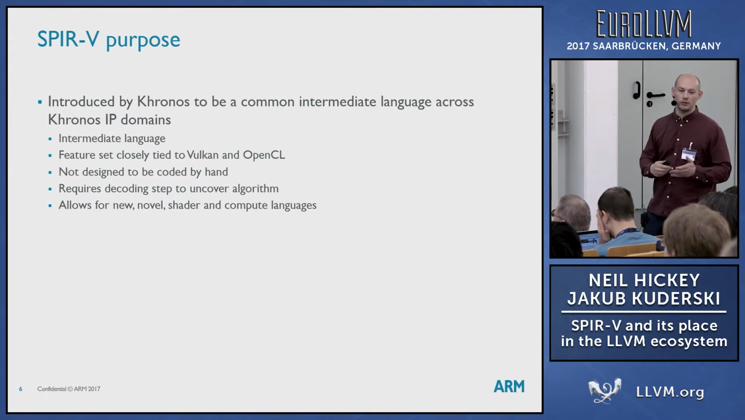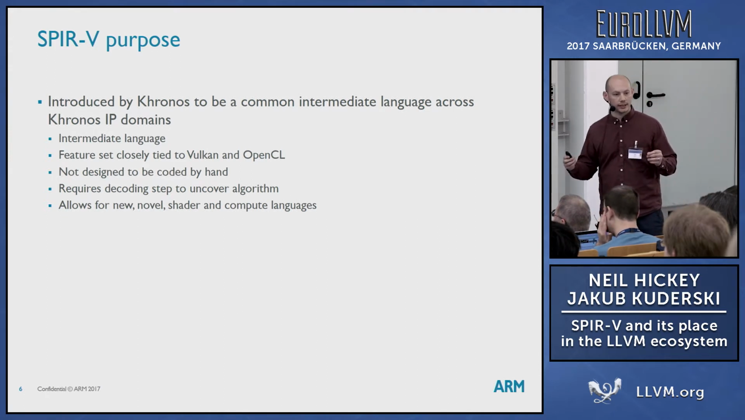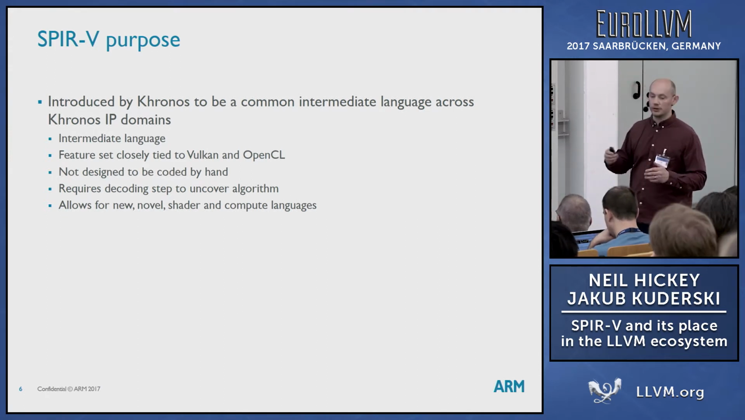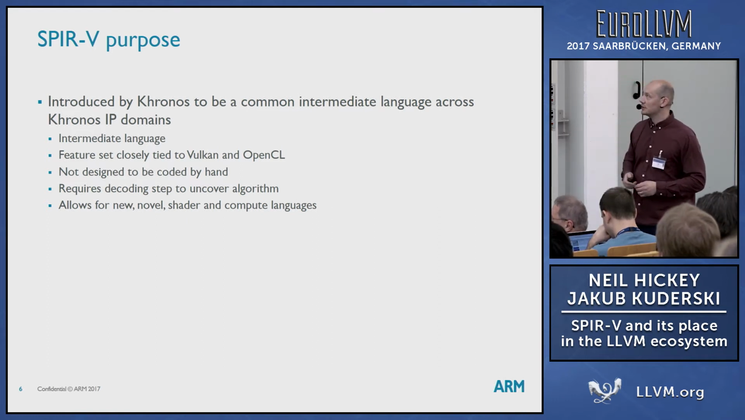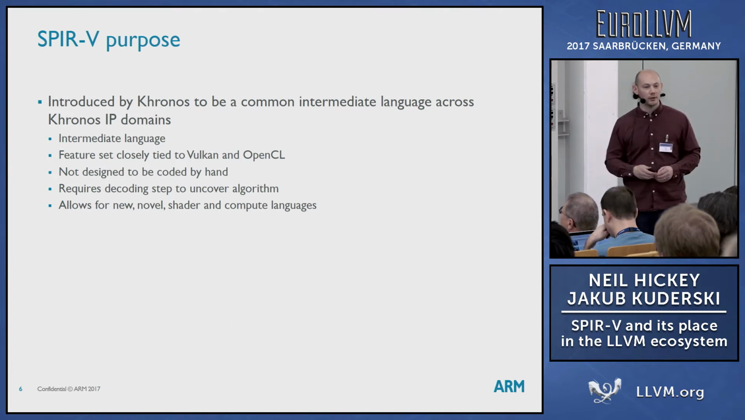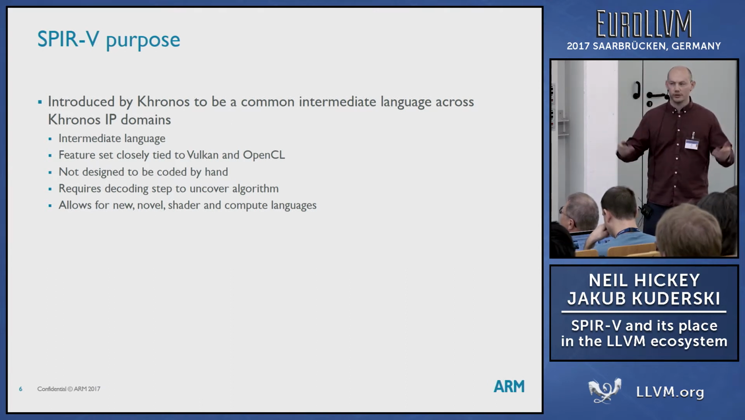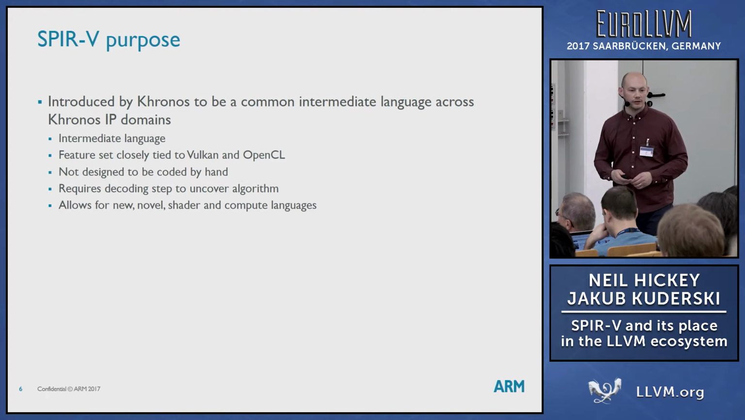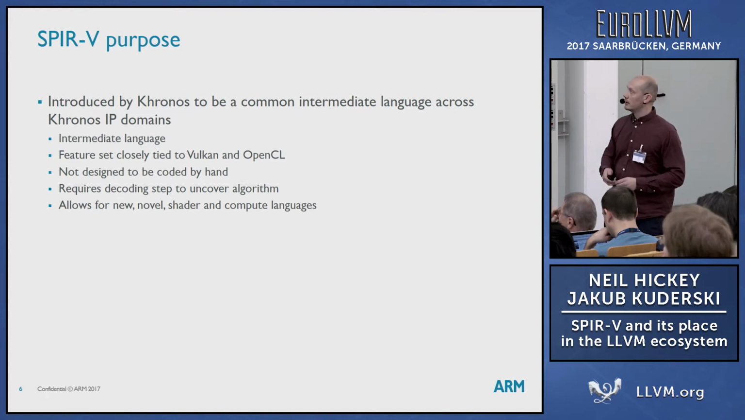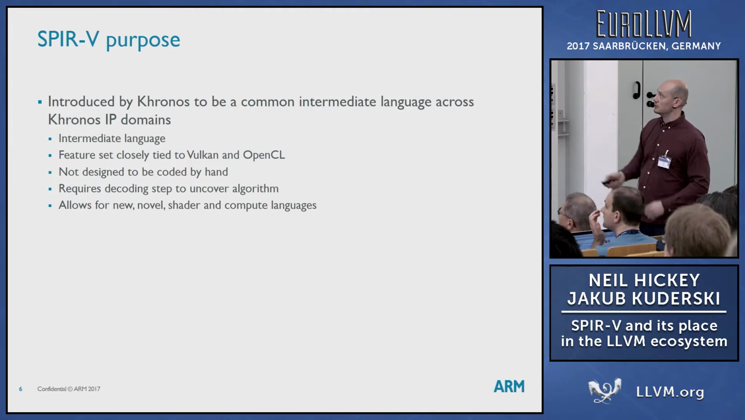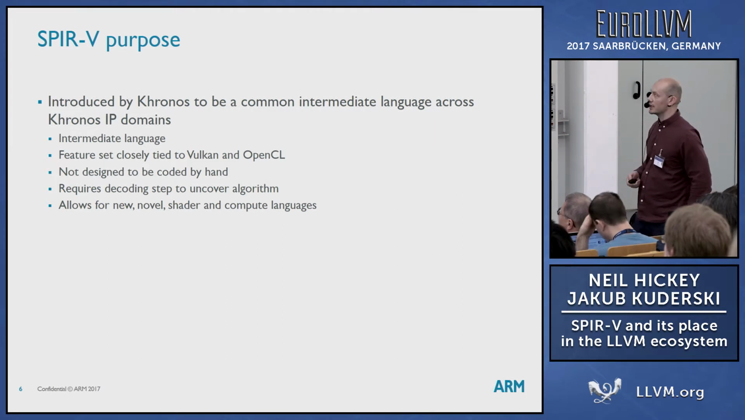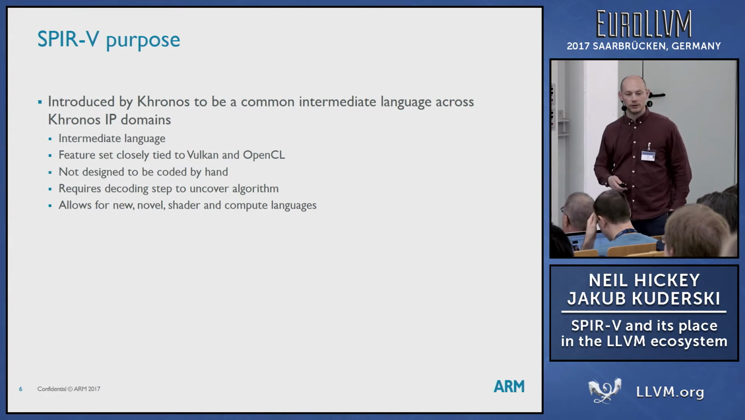So everything that you can do in a higher level GLES-like language or GLSL-like language, you can represent directly in SPIR-V. It's not designed to be coded by hand, and I'm sure when I show you some examples, you'll understand why, but in the same way that LLVM IR is quite complicated and difficult to understand sometimes, SPIR-V is the same thing. Yeah, and as mentioned, requiring a decoding step to uncover the algorithm was seen as an extra protection against people copying your novel algorithms.